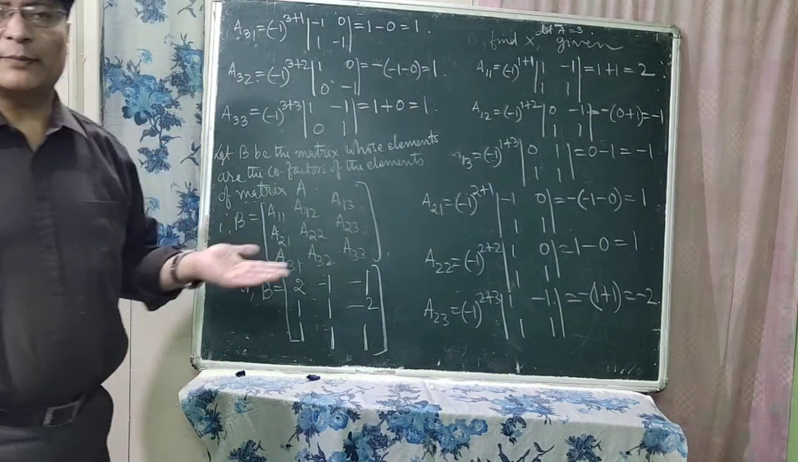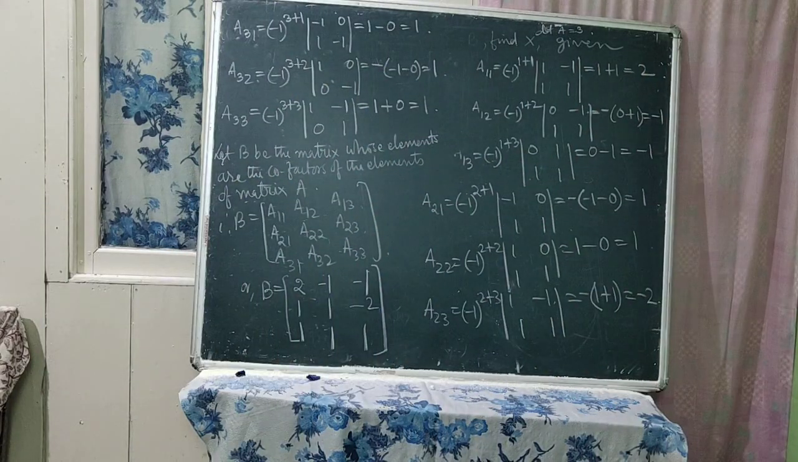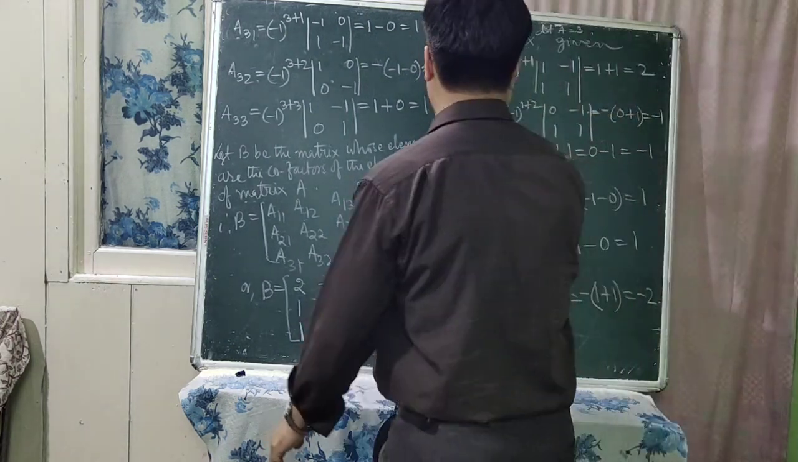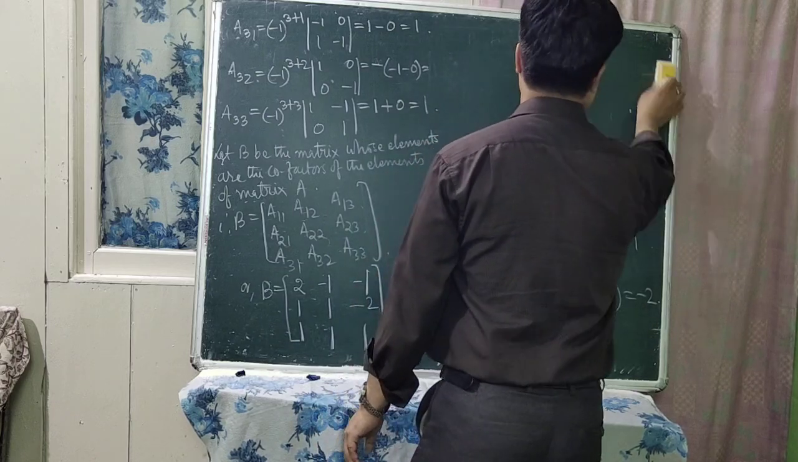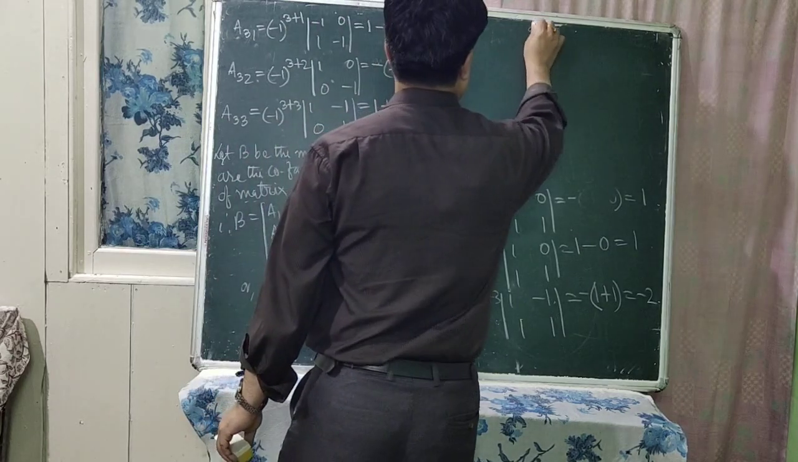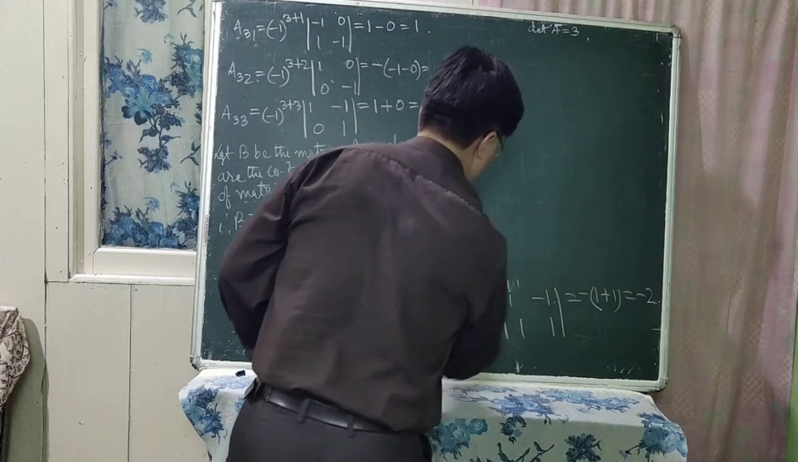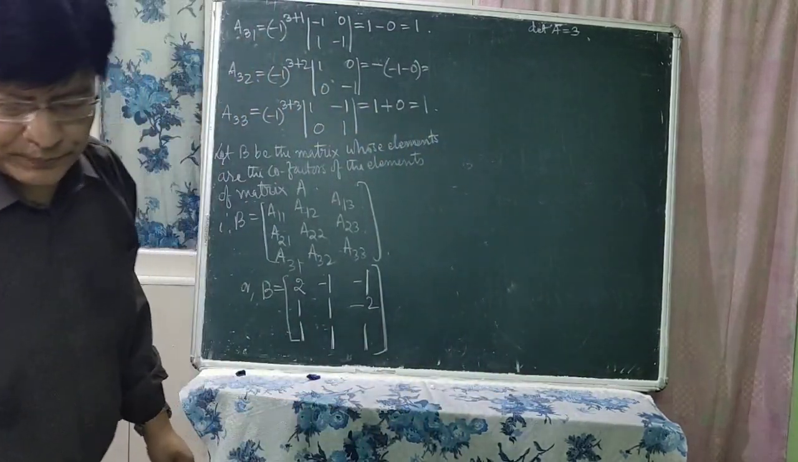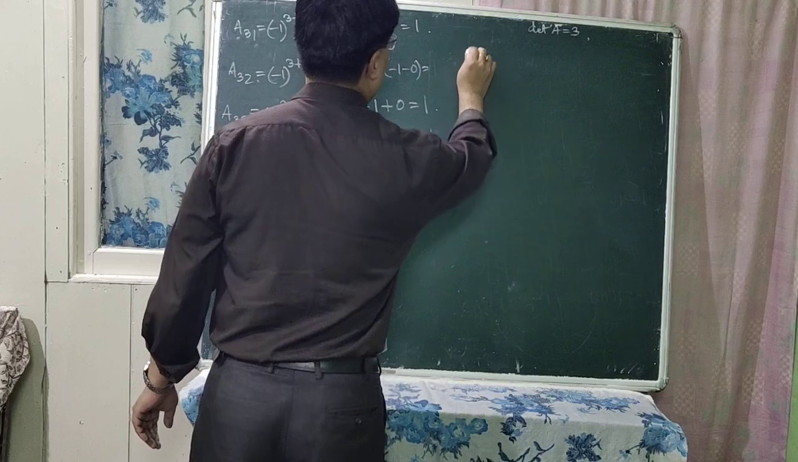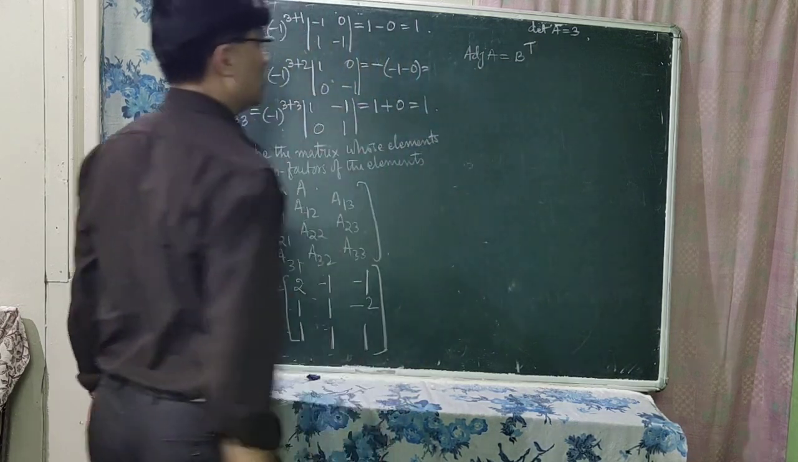Now what is to be determined? You have to find out the adjoint of A. Adjoint of A is determined by the transpose of the matrix B. So you have to find out the transpose of the matrix B. Det A was 3, right? So find out the adjoint of A now. Adjoint of A is equal to B transpose.